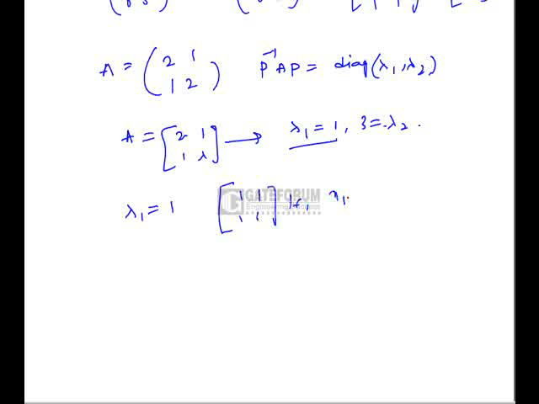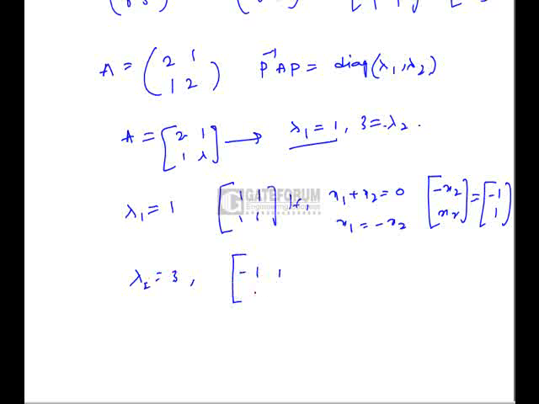That is nothing but x1 plus x2 equals 0, which can also be written as x1 equals minus x2. From this, we can get the vector as minus x2 and x2. So it will be minus 1 and 1. Similarly, if I take the eigenvalue as 3, then the matrix will be [-1, 1; 1, -1]. That is nothing but minus x1 plus x2 equals 0, that is x1 equals x2. We can write this as x2 and x2, so that is nothing but 1 and 1.